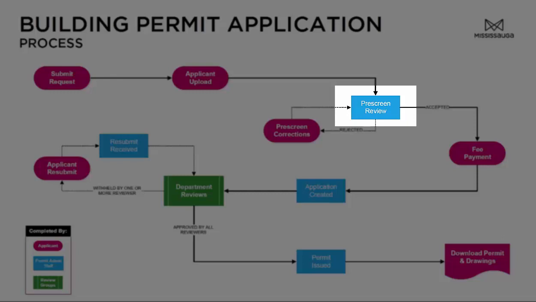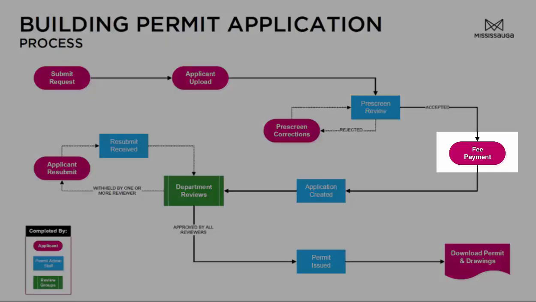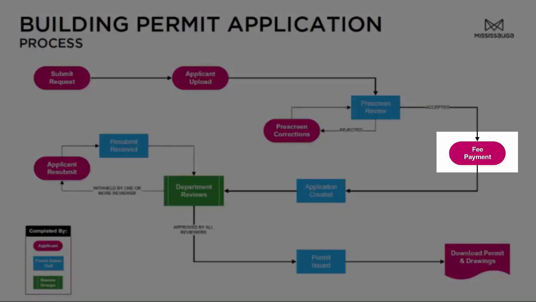On the second pre-screen review, staff will determine if their comments have been satisfied. If the deficiencies have not been satisfied, it will be sent back for another pre-screen corrections task. Once all of the pre-screen comments have been sufficiently addressed, staff will clear the comments and accept the request. At this time, the workflow will move ahead to fee payment to collect the amount outstanding identified during pre-screen review.